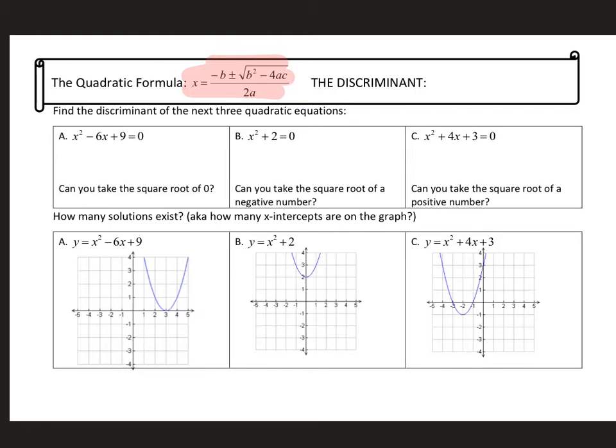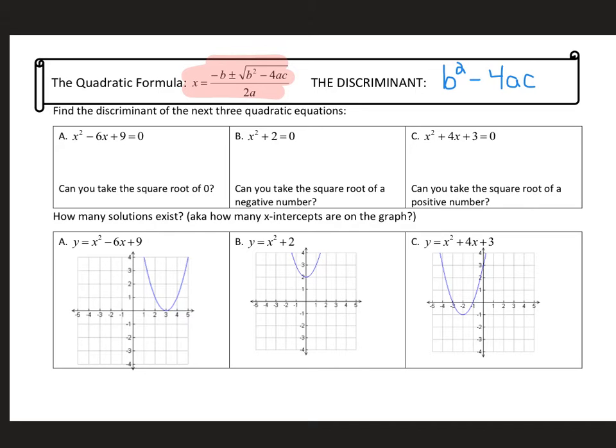So the discriminant, what happened to my black marker? It's not there. The discriminant is the piece of the quadratic formula that is under the radical. So under the square root symbol, it's simply b squared minus 4 times a times c. That is the discriminant.